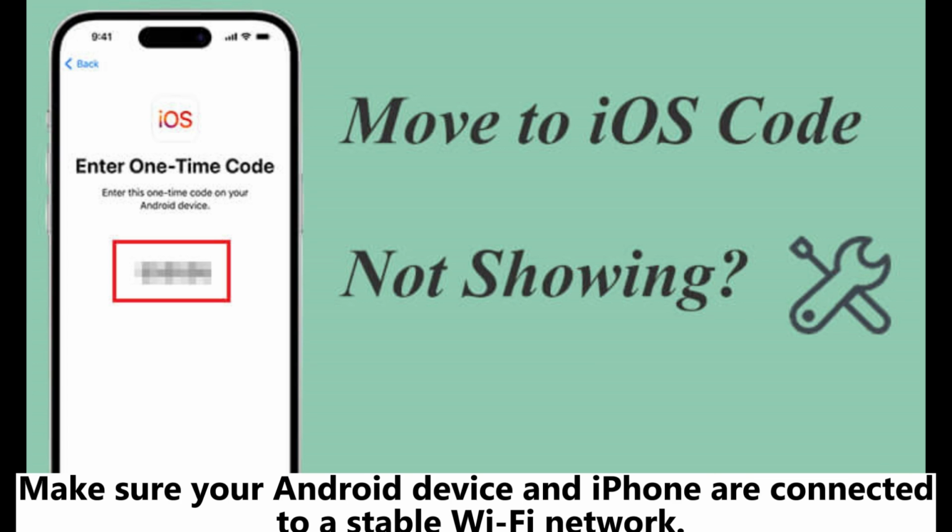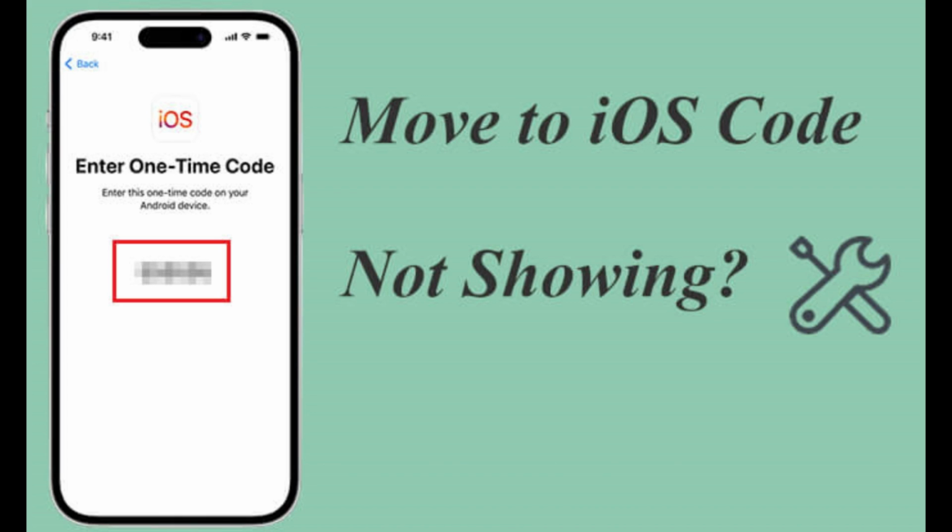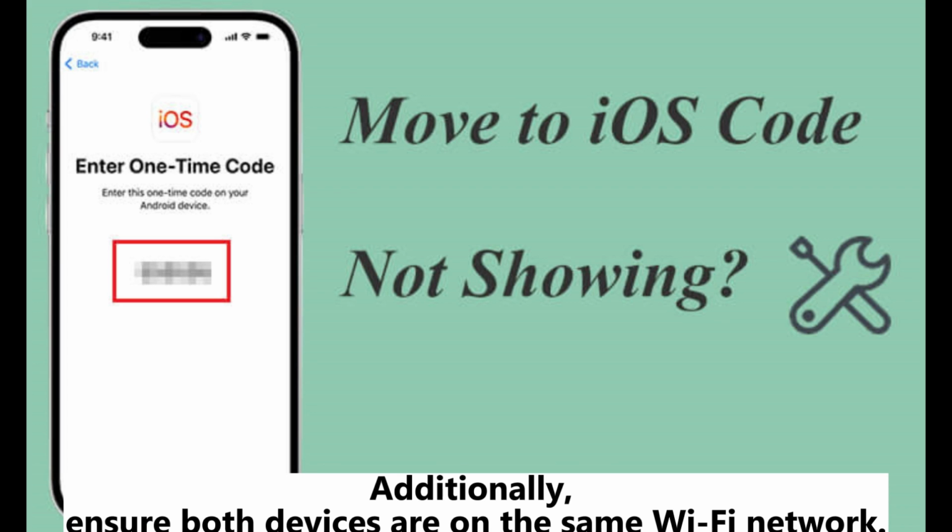Make sure your Android device and iPhone are connected to a stable Wi-Fi network. If the signal is weak, consider switching to a more stable network or moving closer to the router. Additionally, ensure both devices are on the same Wi-Fi network.